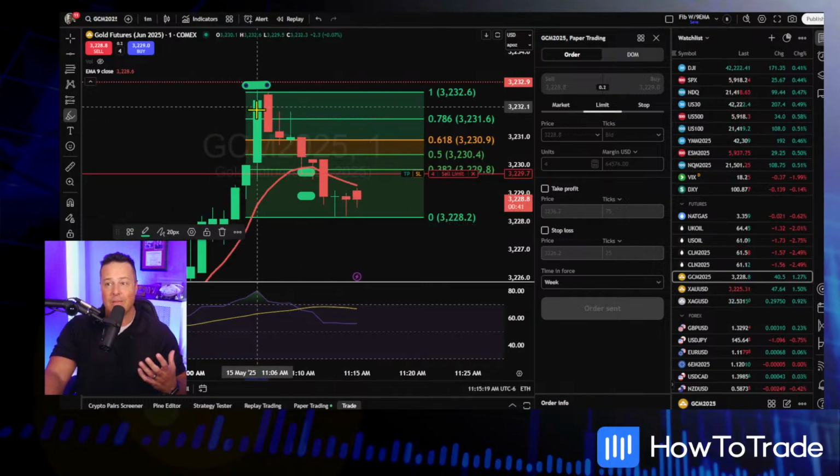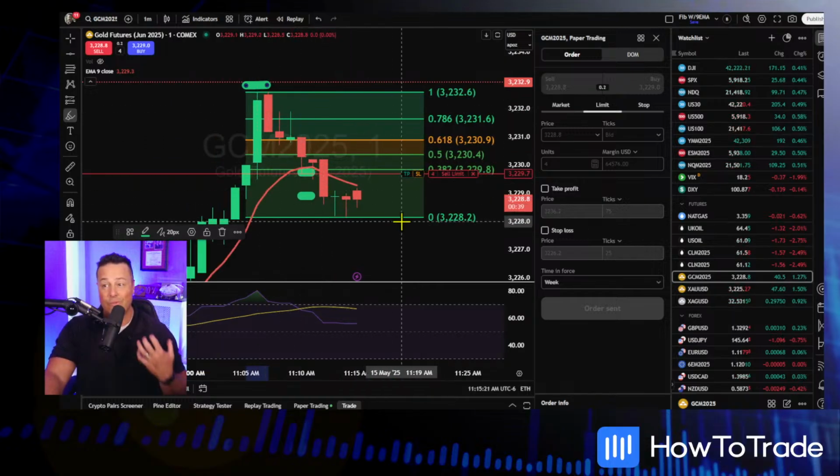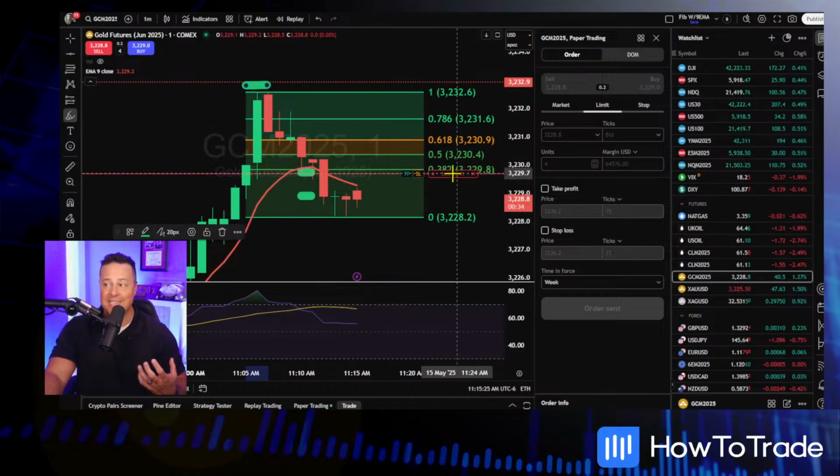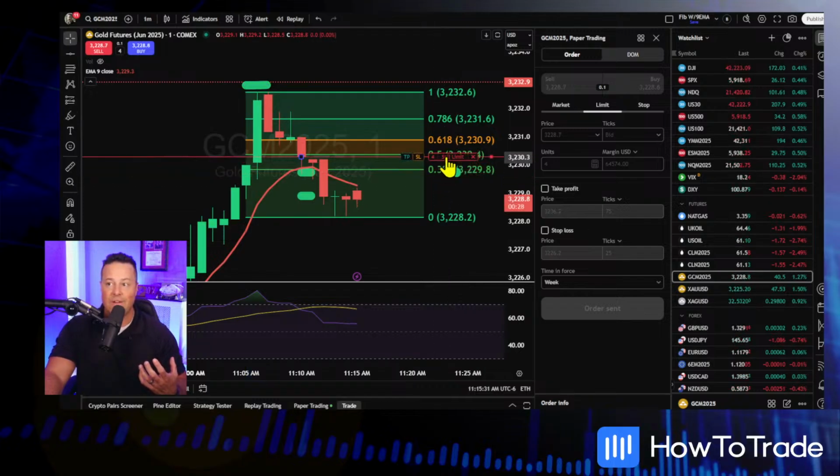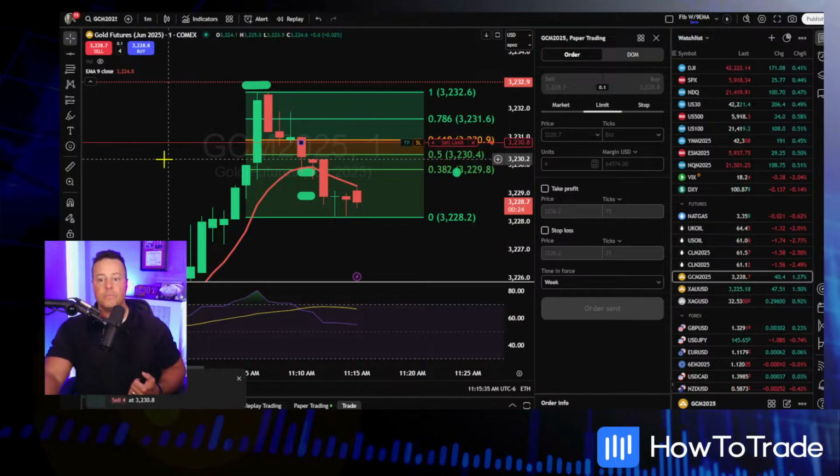I highly recommend that in sort of a trending market. We're fighting a trend here though. This is a counter trend trade. Gold today's up about 1.25%. So let's just say, what if I wanted to do something like this and play the back end of that golden zone?